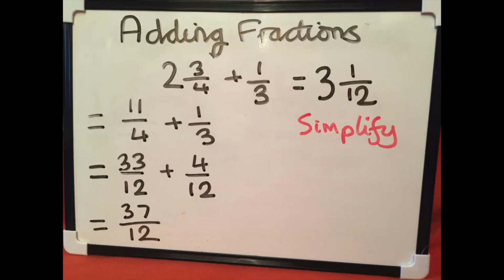As always with fractions, you have to write the simplest answer. So in this case, 37/12 is 3 and 1/12 because we divide 37 by 12 to get 3 and there's 1 left over.